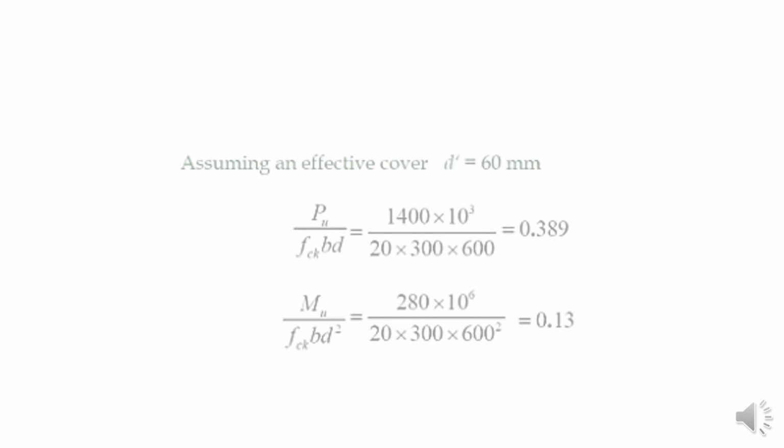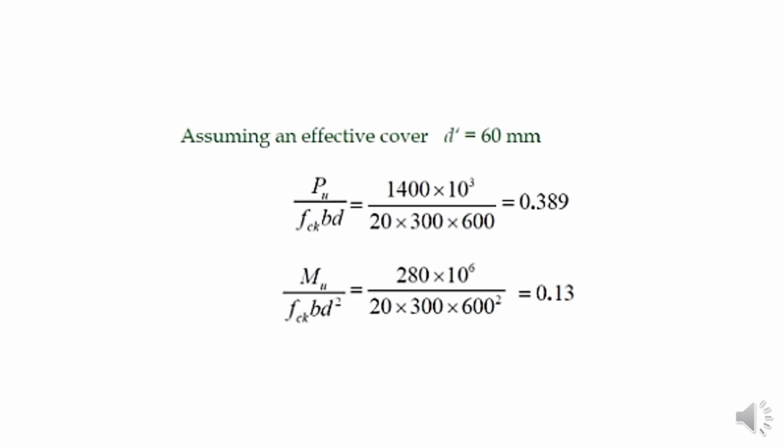First of all, we assume that the cover is 60 mm, so d dash by d we have to find. Before that we find the non-dimensional parameters Pu by fck BD as well as Mu by fck BD square. Pu given in the problem is 1400 into 10 power 3, divided by fck 20, then B into D, 300 by 600, and we get a value of 0.389.